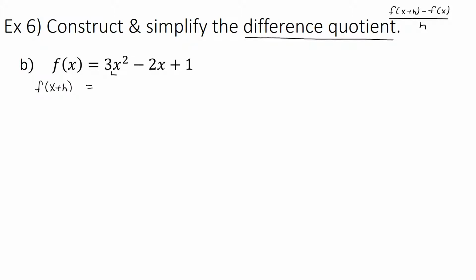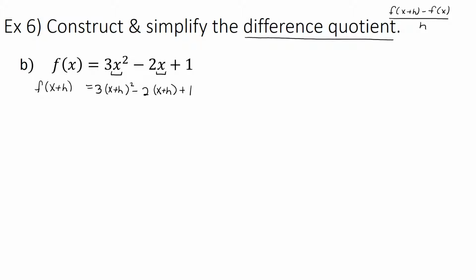So identify where all your x's are, and we're going to rewrite this. 3x squared minus 2x plus 1. Again, I strongly suggest you write parentheses first before you actually plug in the value. Now that I've got it set up, now plug in x plus h. And you have the expression.